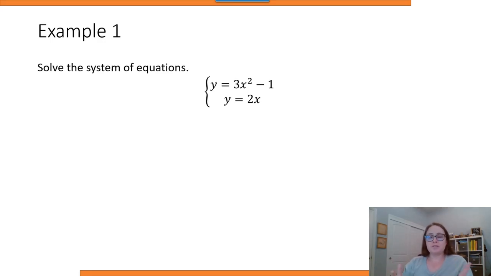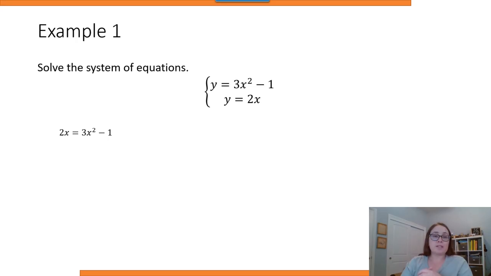The methods we've learned to solve these algebraically are either the addition method or the substitution method. Substitution tends to work out a little nicer with these, and that's what I'm going to use here, particularly because both of these equations are solved for y. So it's easy to do a quick substitution of one into the other. If y is equal to 2x, according to the second equation, then I can replace the y in the first equation with 2x. And that gives me 2x equals 3x squared minus 1.